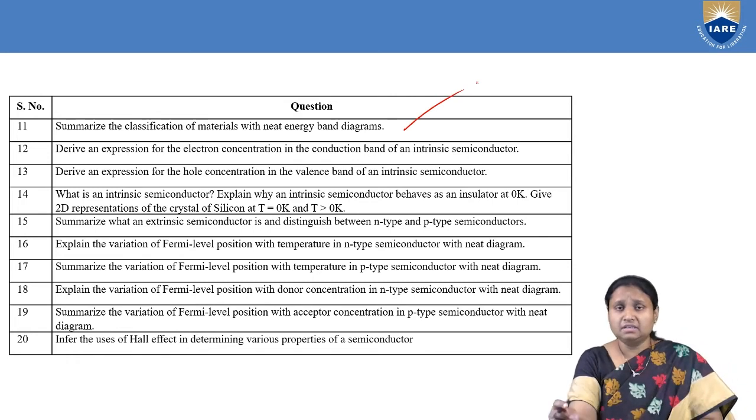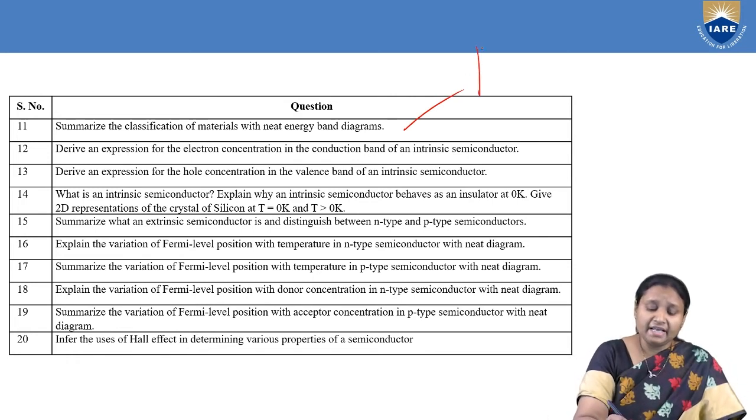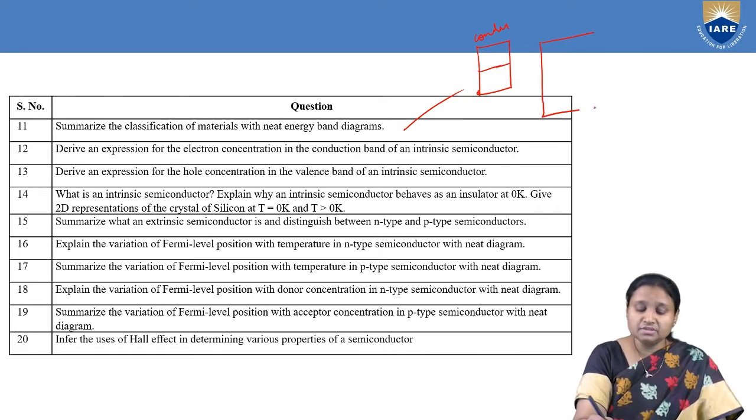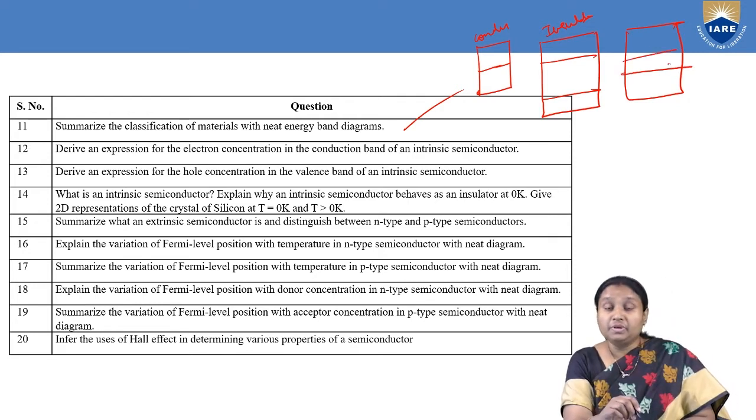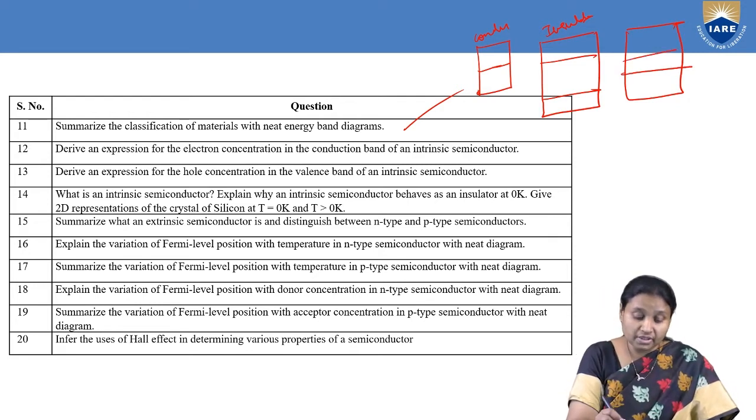Then moving further, classification of materials based on their energy band diagram. So if we take conductors, there is no forbidden energy gap, and if we take insulators, very wide forbidden energy gap, and if you take semiconductors, very small forbidden energy gap. So we have to explain based on the width of forbidden energy gap.